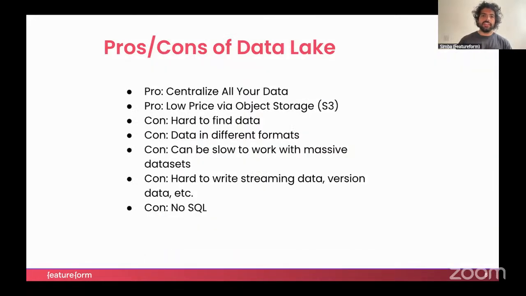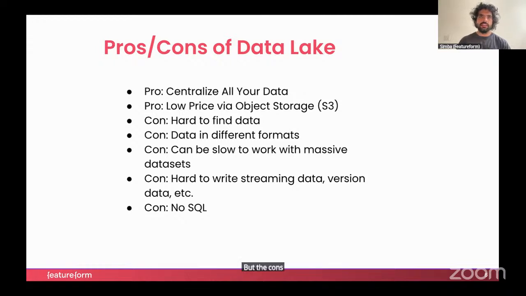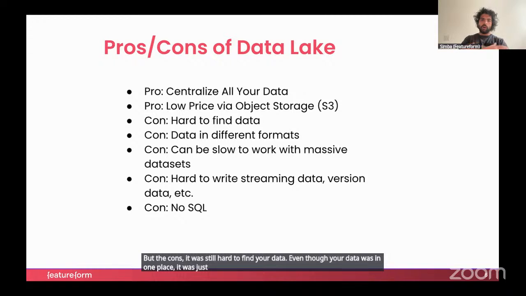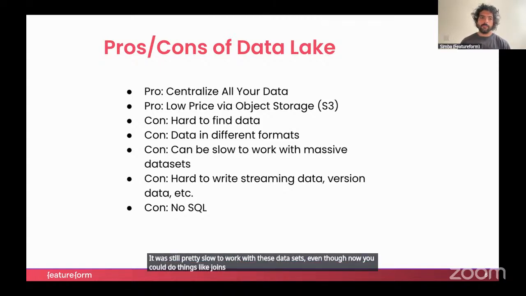So it centralized all the data. It was with the rise of things like S3, of object storage. It was also pretty low price. But the cons: it was still hard to find your data. Even though your data was in one place, it was just kind of all over the place, blasted through a bucket. You had data of many different formats. It was still pretty slow to work with these data sets, even though now you could do things like joins. It was not easy to work with.